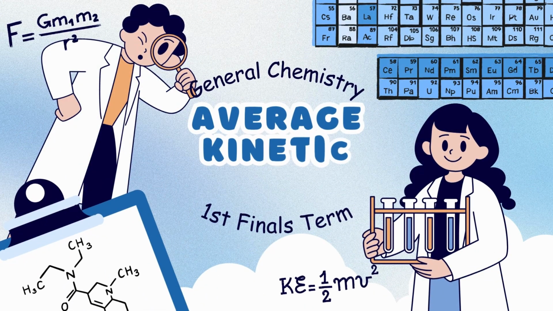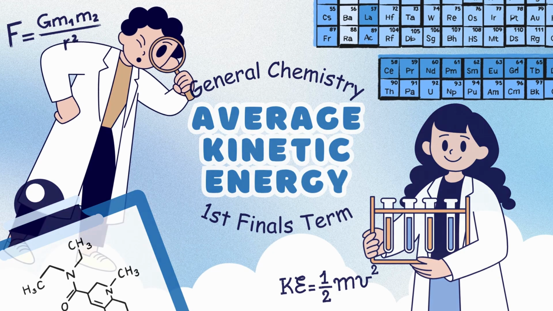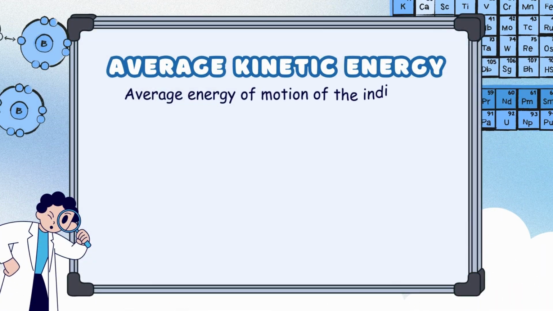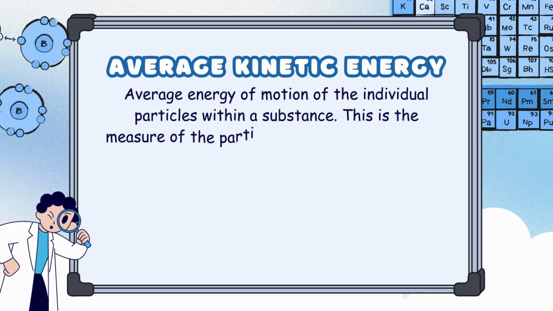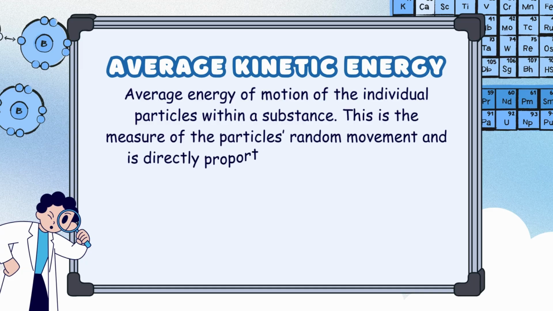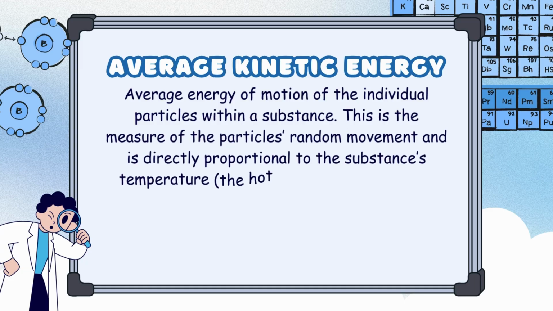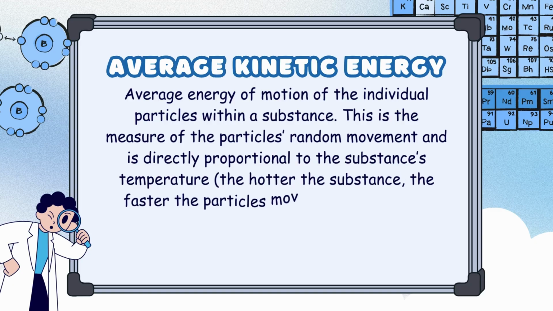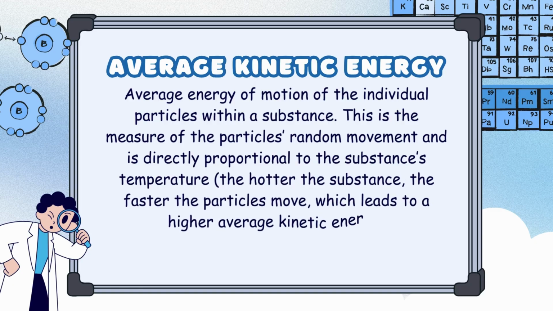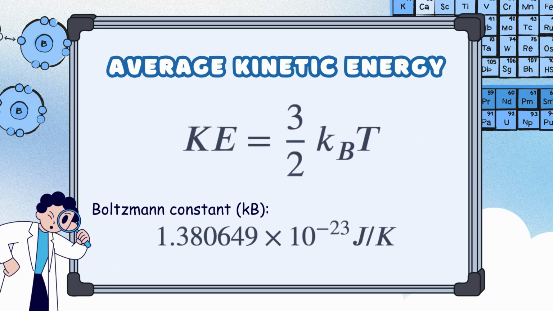Next, we have average kinetic energy. This is the average energy of motion of the individual particle within a substance. This is the measure of the particle's random movement and is directly proportional to the substance's temperature. So the hotter the substance, the faster the particles move, which leads to a higher average kinetic energy. So for the formula of average kinetic energy, we have Ke equals 3/2 times the Boltzmann constant times temperature. So remember that the temperature must always be in Kelvin.